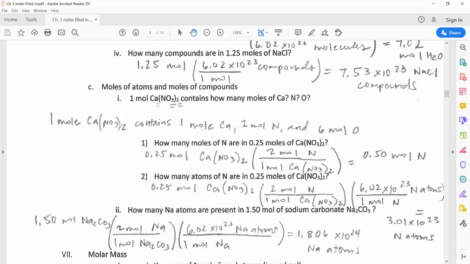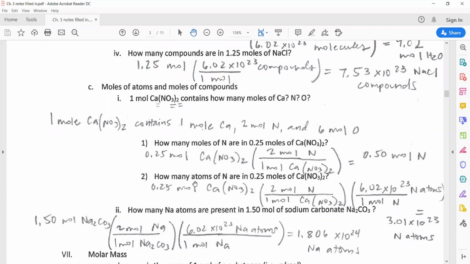Like 1 mole of calcium nitrate has 1 mole of calcium. Or 1 mole of calcium nitrate has 6 moles of oxygen. So you can set those equal to each other on top of one another in a conversion factor. So 0.25 moles of calcium nitrate, and we're looking for moles of nitrogen in particular. So we put moles of calcium nitrate on the bottom, and then we put moles of nitrogen on the top. And what we just agreed on was that 1 mole of calcium nitrate will contain 2 moles of nitrogen. That's because of the formula. That's where we got this conversion factor from. So we multiply by 2, and that gives us the moles of nitrogen atoms.